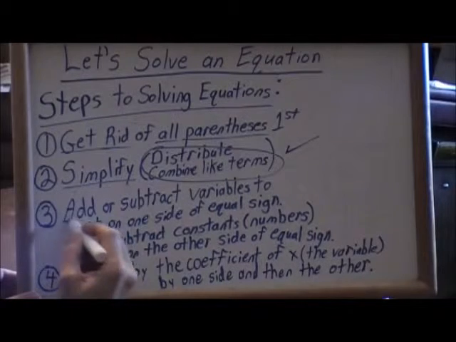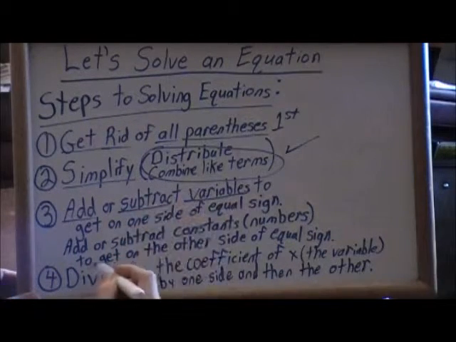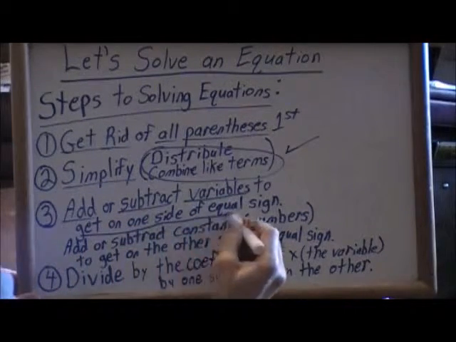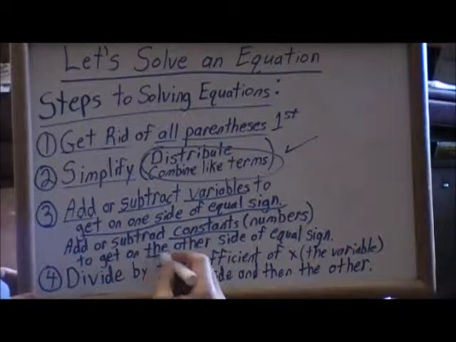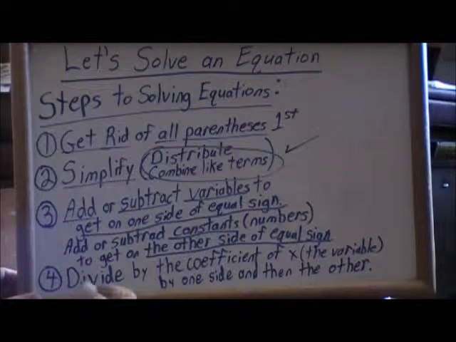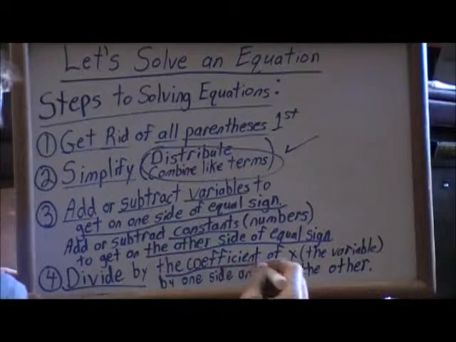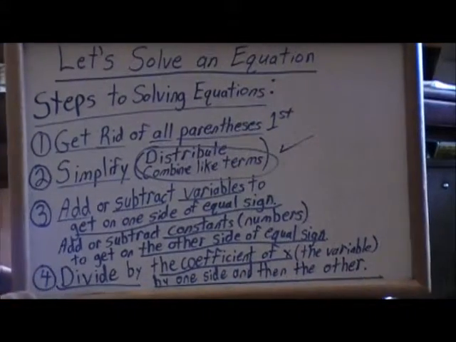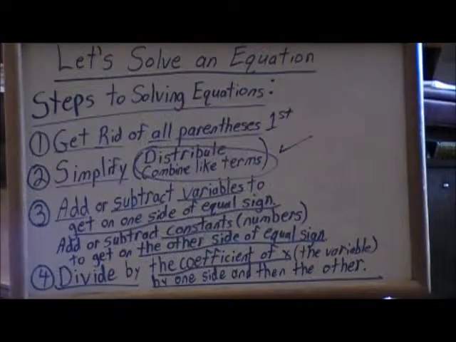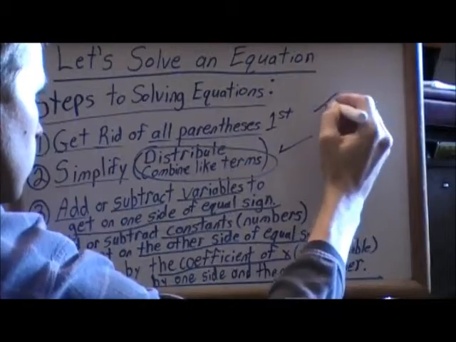Next you add or subtract variables to one side and constants to the other. Now divide the coefficient of x by one side and then the other. If you don't understand by now, then I'm just over your shoulder.